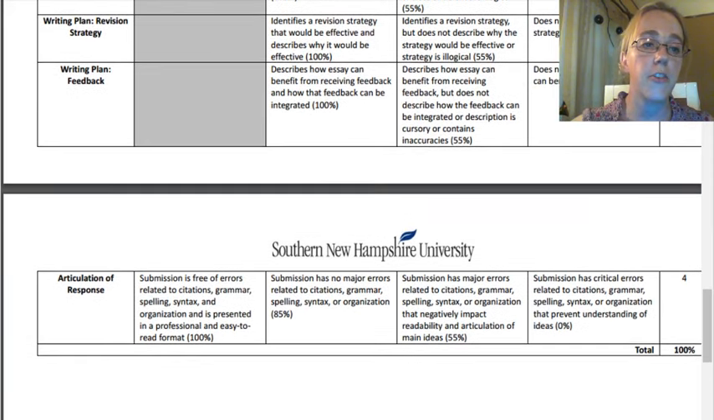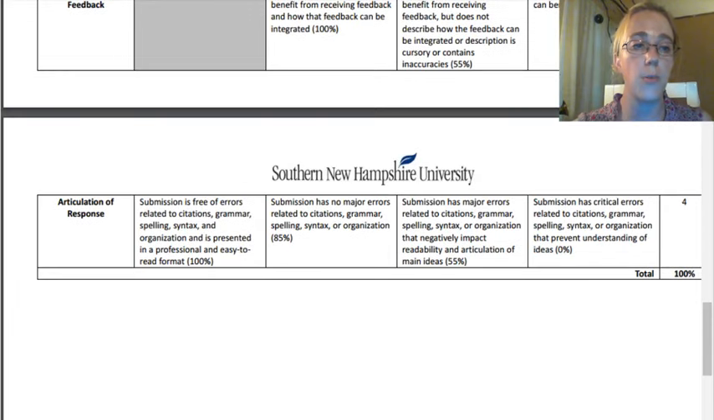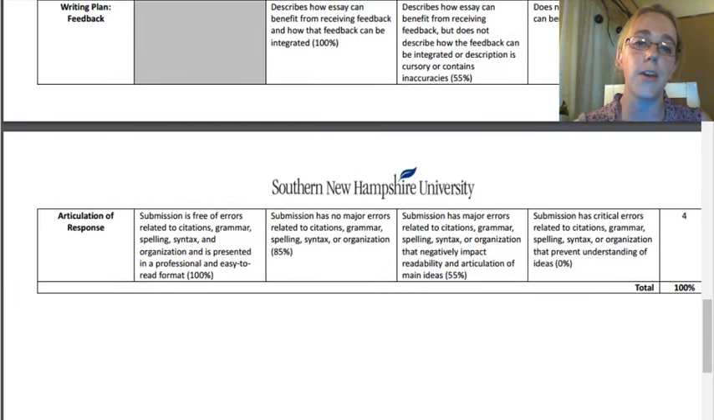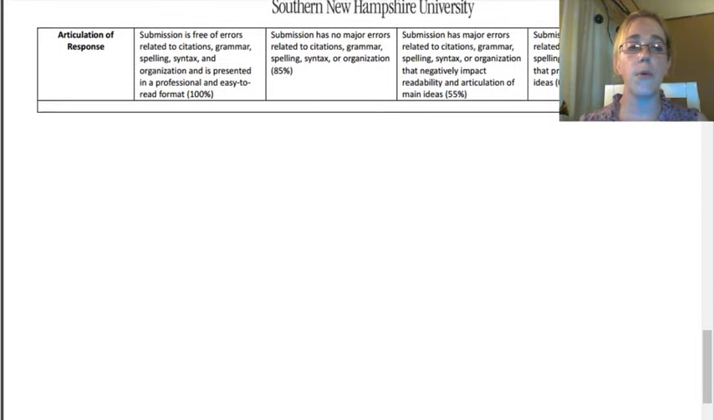And then let's touch base on our revision strategy that you think would be effective, and talk about why it would be effective. And then let's explore feedback. What feedback strategy do you think would be effective in supporting your success? And then finally, we want to take a look at the articulation. And what articulation refers to is making sure that your grammar, your spelling, your syntax, and your organization is good. That's just making sure the mechanics are working well.